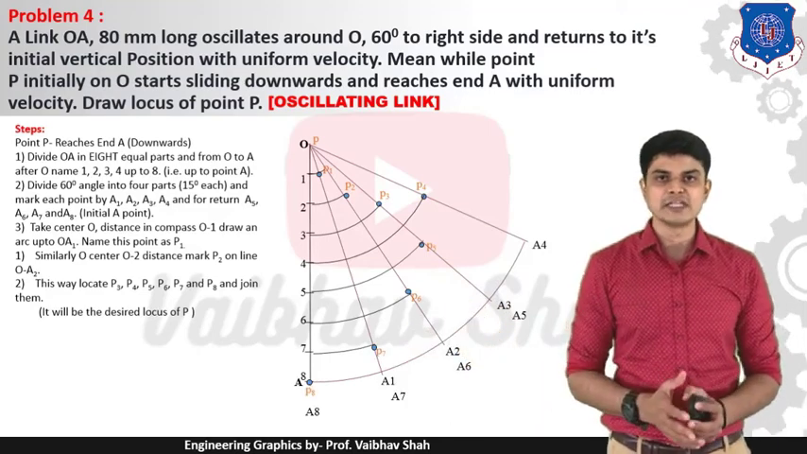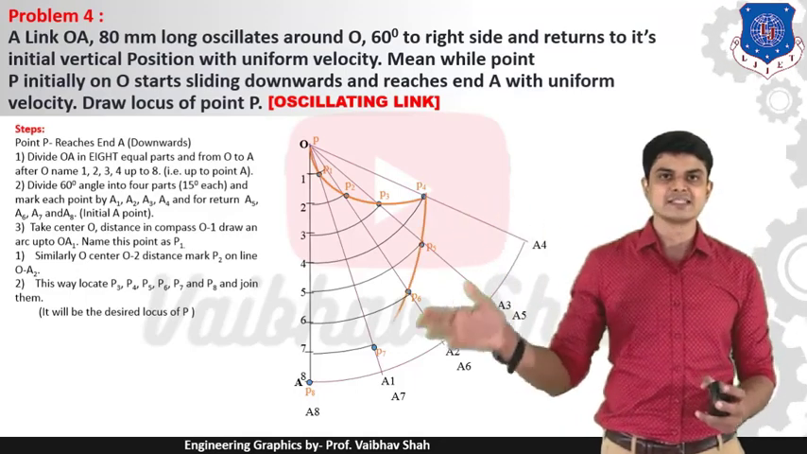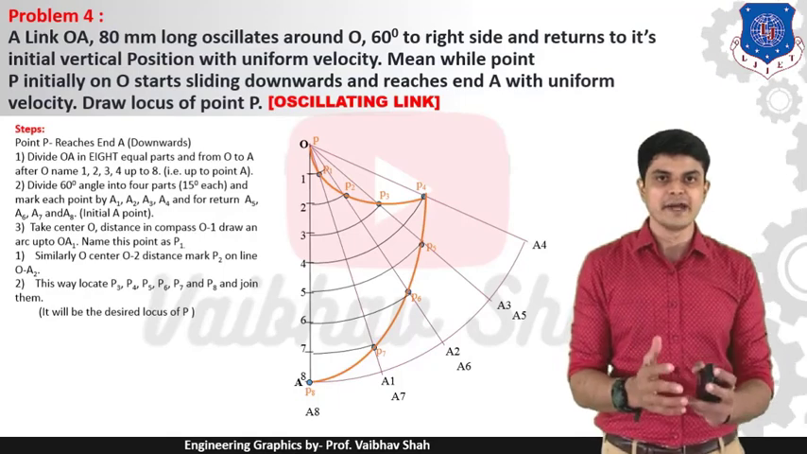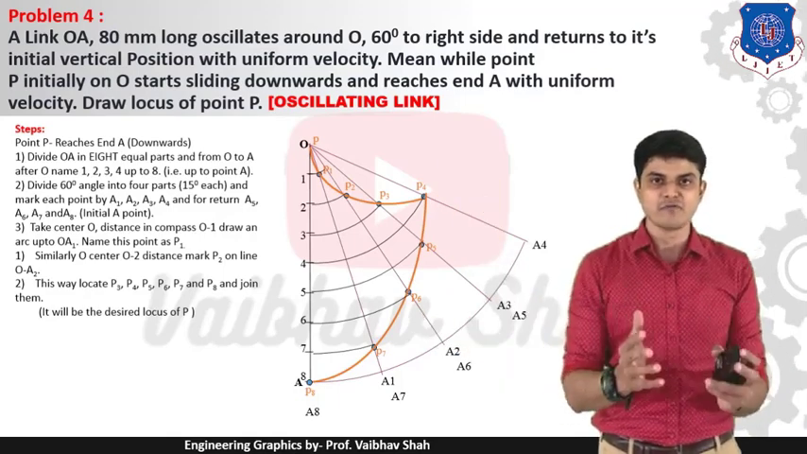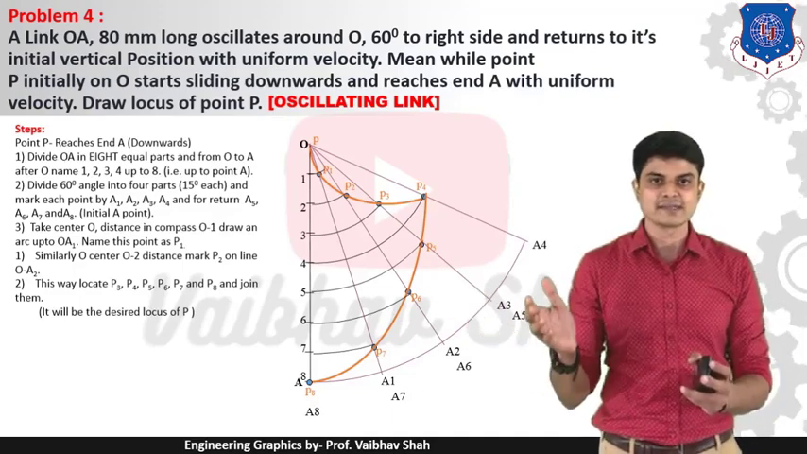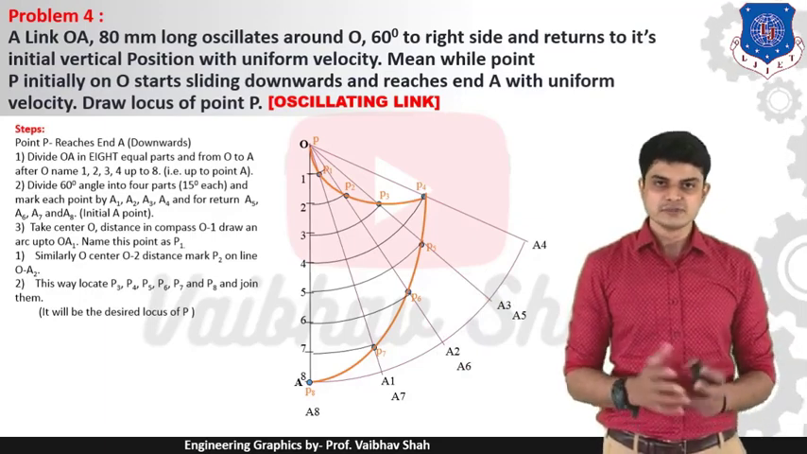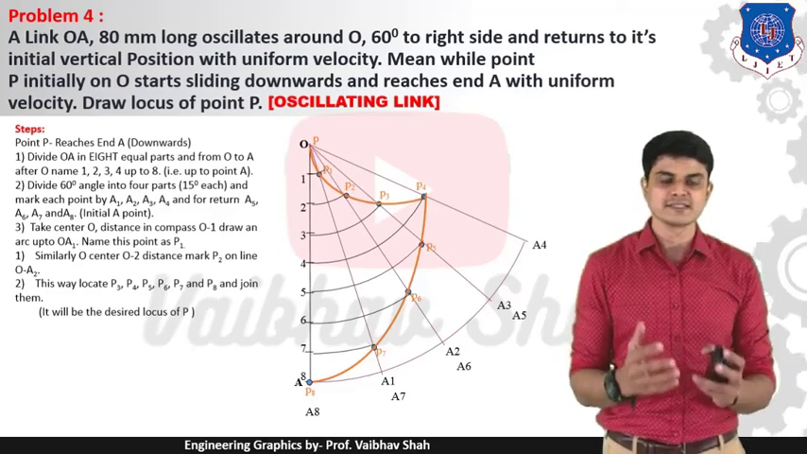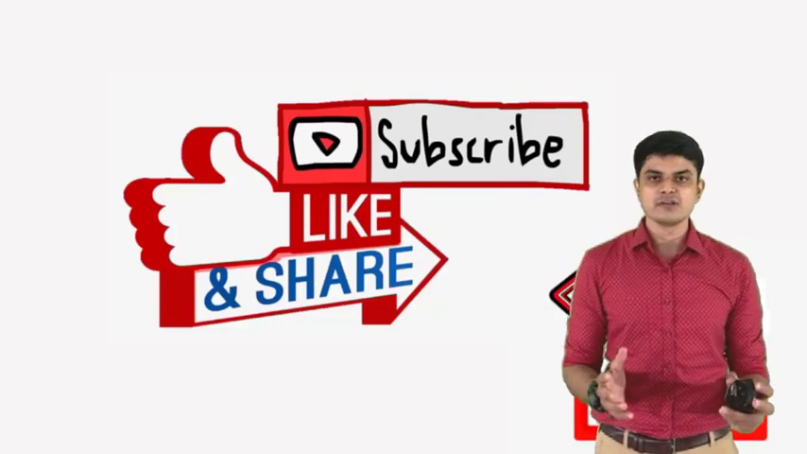After getting the 8 points, you need to just simply connect these points by a darker line, as you can see, and this point also by a darker line. This curve is nothing but the locus of the point while your point moves vertically on the straight line with a uniform velocity, as well as it also rotates on the right hand side by 60 degrees and it comes back to its initial position. Very easy. So it is a different example as compared to your previous example because it is a case of your oscillating link. So that is all from my side.